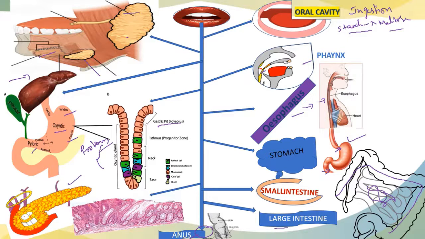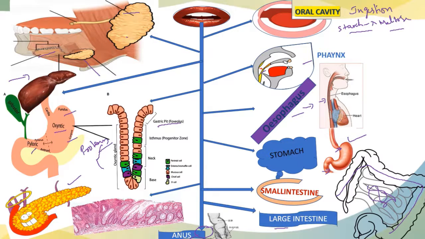The next gland is the pancreas. The pancreas is a heterocrine gland, that is, it is also called a mixed gland because it contains both exocrine and endocrine parts. The exocrine part of the pancreas secretes trypsinogen, chymotrypsinogen, amylase, lipase, and some DNases and RNases, enzymes which help in digestion of starch, proteins, nucleic acids, and fats.